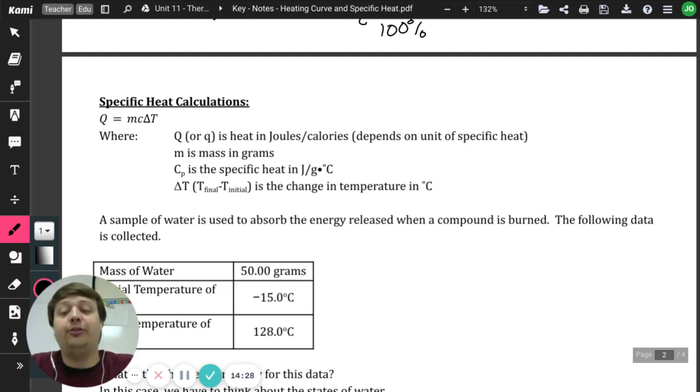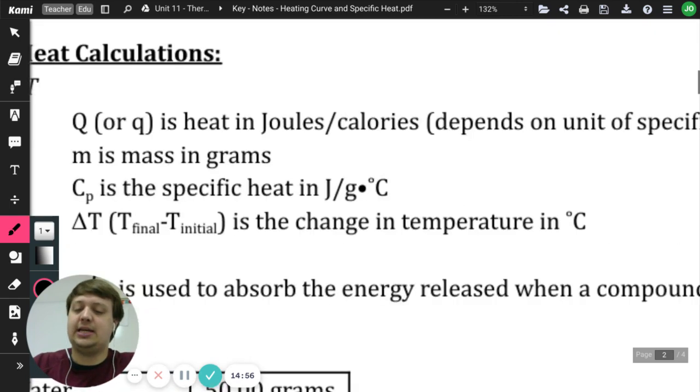Well, Q represents the heat, and that's either going to be in joules or calories. It does depend on what specific heat we're actually using. M represents mass, and that does need to be in grams. Why? Because your specific heat is in grams, okay? C represents the specific heat, and that typically is going to be in joules per gram degrees Celsius.